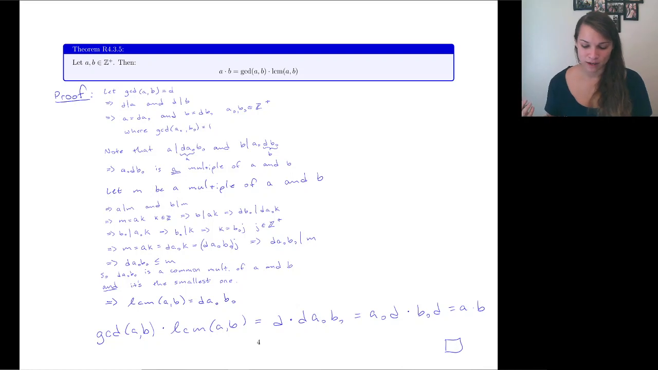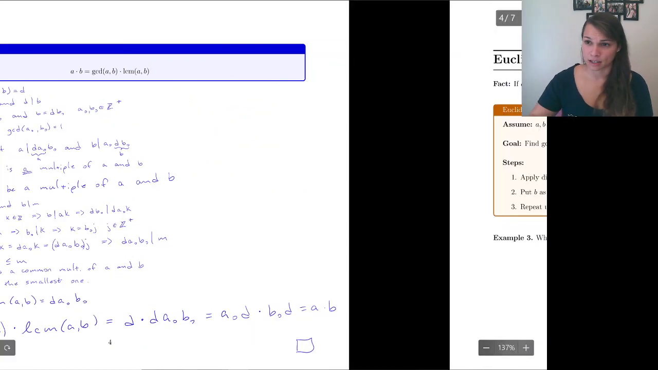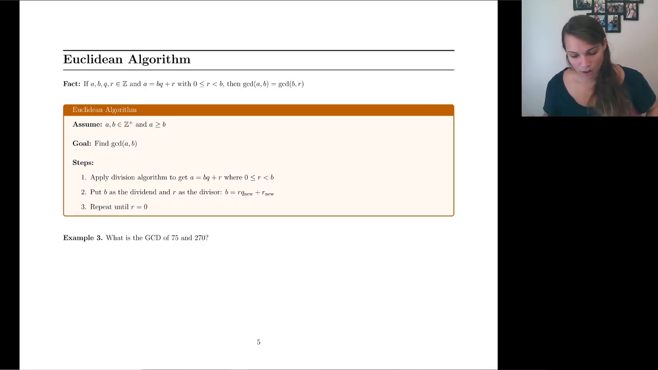So now that we've done GCD, we've done LCM, remember the goal of today was to write the GCD in terms of A and B. So let's bring in another tool that is going to help us with that. We're now going to talk about something called the Euclidean Algorithm. I would like to draw your attention to a fact that we're about to use.